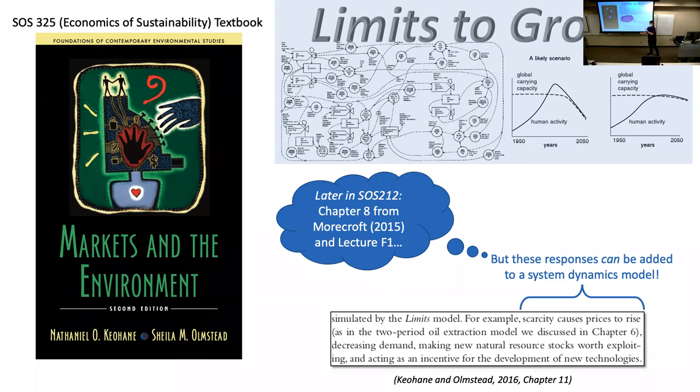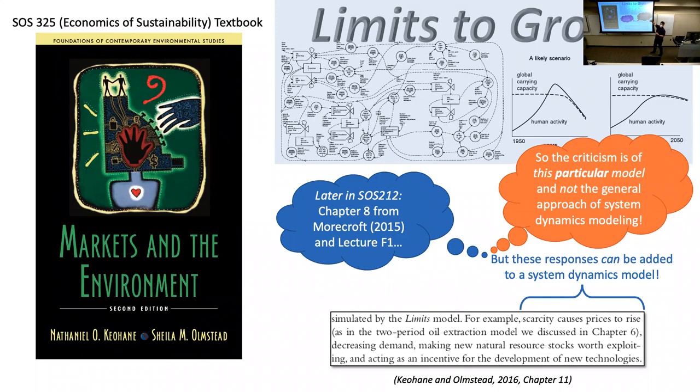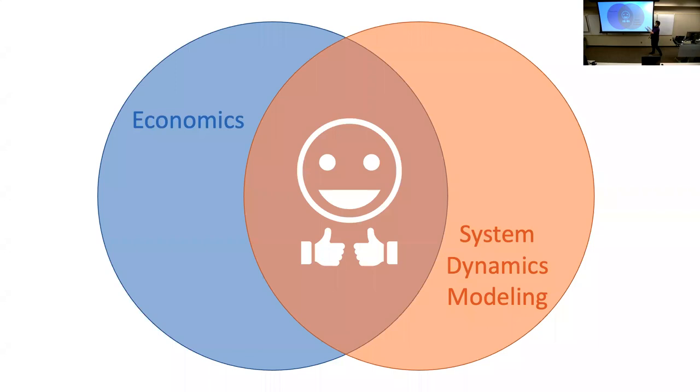So this criticism the economists have is really of Forrester's model, not the dynamical system approach in general. So these two things can live together, economics and system dynamics modeling, but initially you will see a lot of criticism of Limits to Growth from the economists, and it'll sound like criticism of system dynamics modeling in general, but it's not. It's criticism of Forrester's short-sighted, limited model, Limits to Growth.